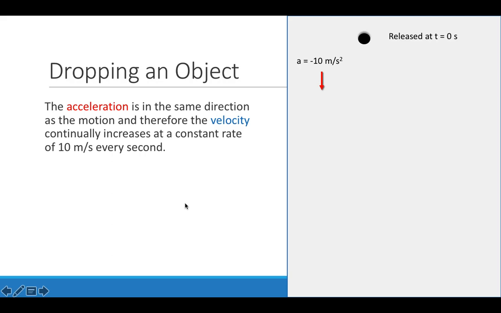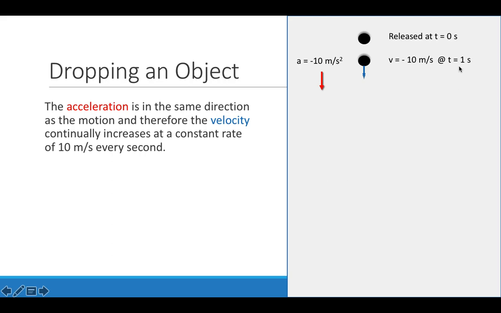All right, so let's think about what's happening if I drop an object under the influence of gravity. So I have an object here like a ball, and I'm going to release it at a time of 0 seconds. And what I'd like to do is look at what's going on with the motion after every second that goes by. So I know that I have a downward acceleration of negative 10 meters per second squared, where the negative sign is telling me it's downward. I know the ball is moving in the direction of the acceleration, so I expect that the object should have an increase in its velocity because the motion is in the same direction as the acceleration.